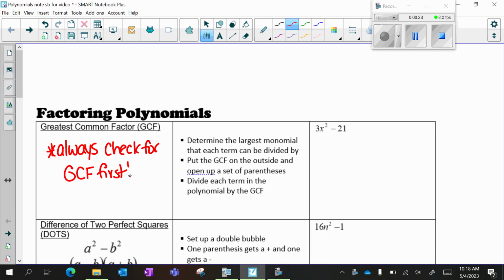So both of these numbers or terms, 3x squared and 21, can be divided by 3. So that's my GCF. It goes on the outside. I open up a set of parentheses. 3x squared divided by 3 is x squared because the 3's divide out, and 21 divided by 3 is 7. You always check to make sure that you can't factor anymore. My inside binomial cannot be factored, so I'm done.